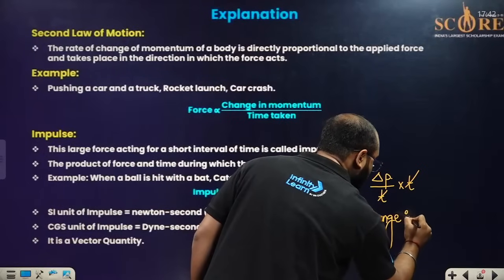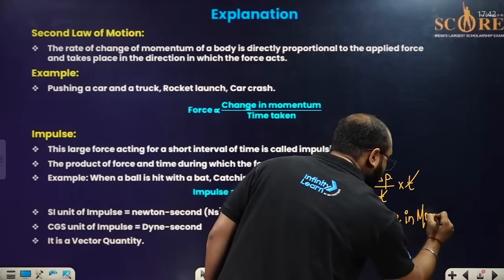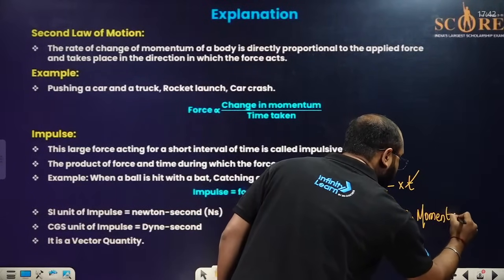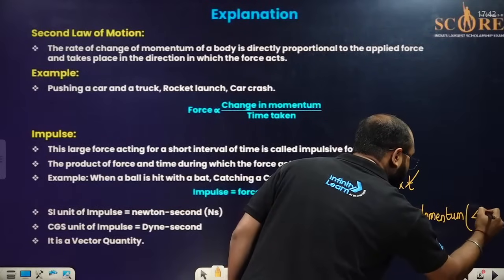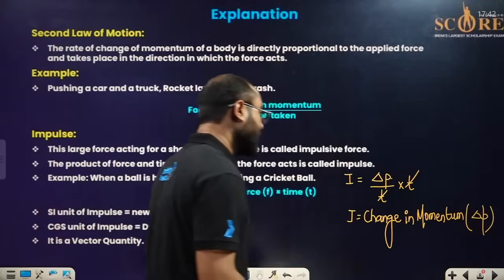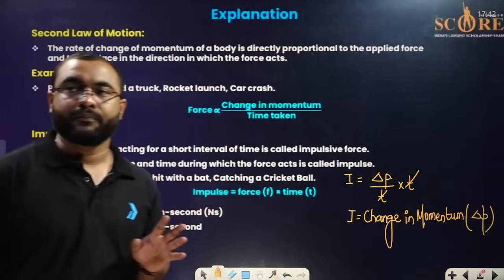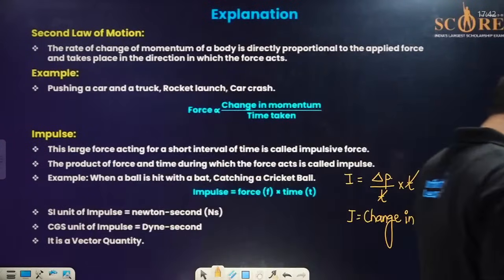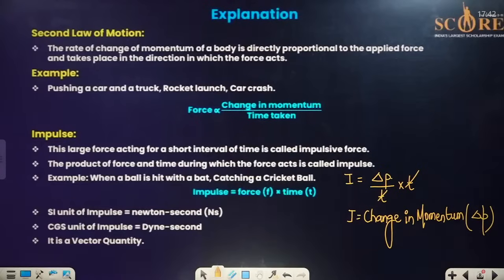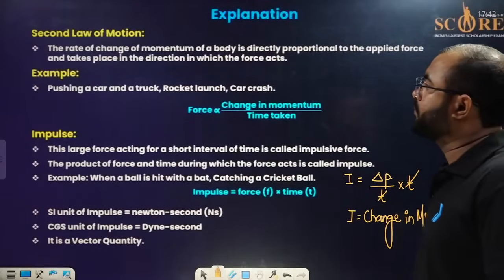Change in momentum. It is one of the formulas. Please do remember this. The impulse can also be written as change in momentum, equals del P. So this is one of the concepts that you should remember. That is all about the second law, people.